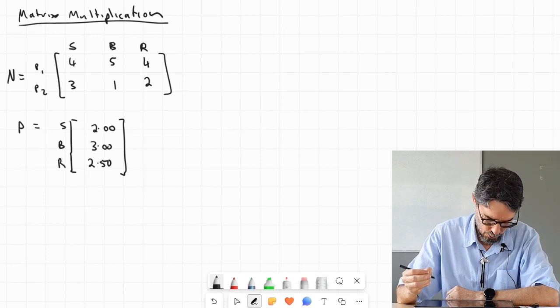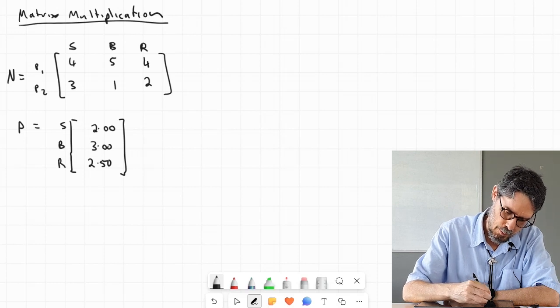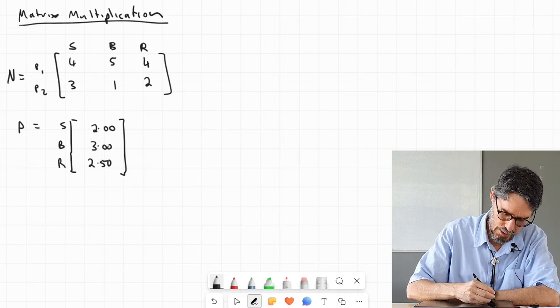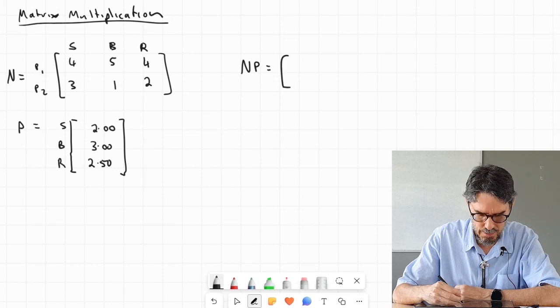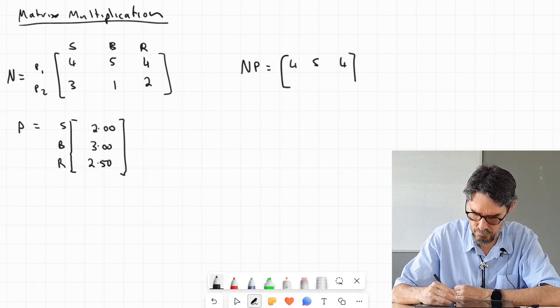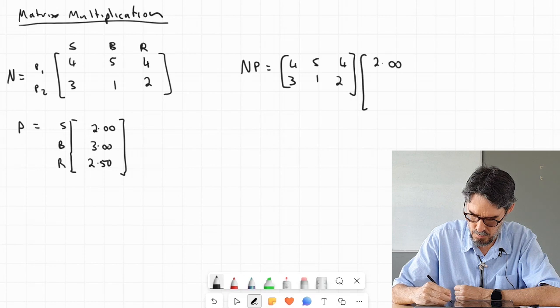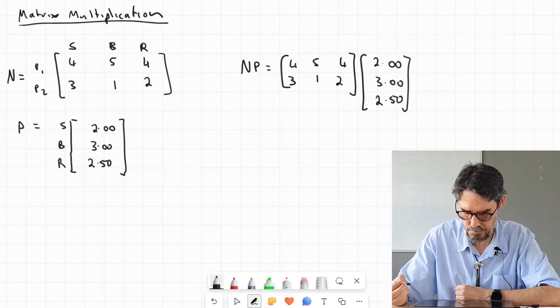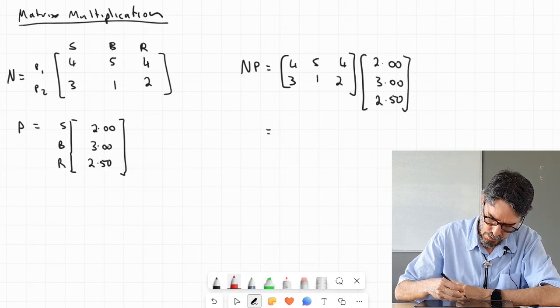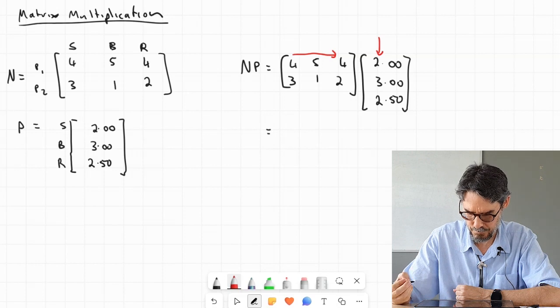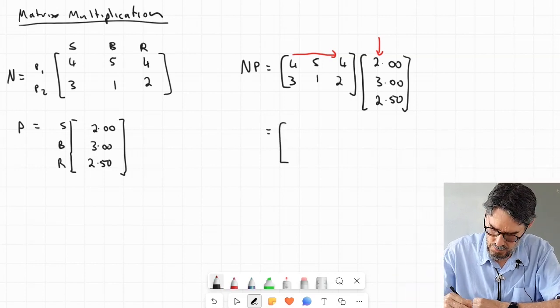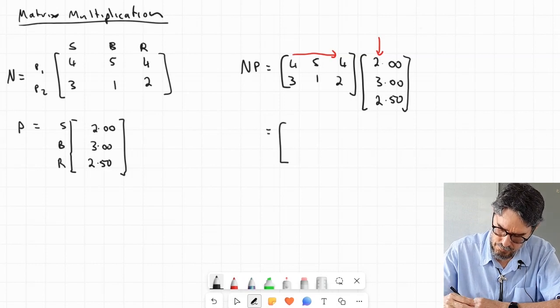For me to work out the total cost, the total price for package 1 and package 2, I can do a single matrix multiplication. I'm going to go NP. I'm going to write it out fully as matrices, and I'm going to show you how we do the multiplication. 4, 5, 4, 3, 1, 2 times 2, 3, and 2.50. And here's what we're going to do. We're going to go across the first row and then down the column. And that's going to give us our first element.